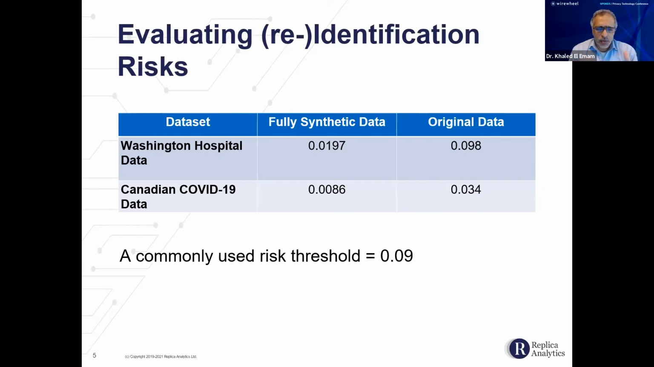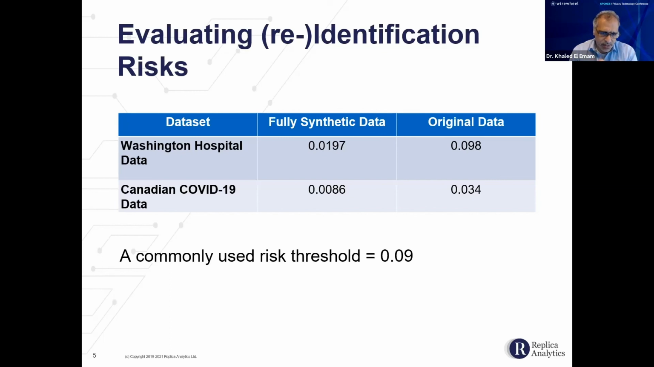And here we look at the risk of identification for the fully synthetic data set as well as the original data. And we use a threshold of 0.09. So 0.09 is a commonly used threshold, at least for the sharing of health data, used by the European Medicines Agency, Health Canada, and the Centers for Medicare and Medicaid as thresholds for what's deemed to be acceptable non-identifiable data sets.